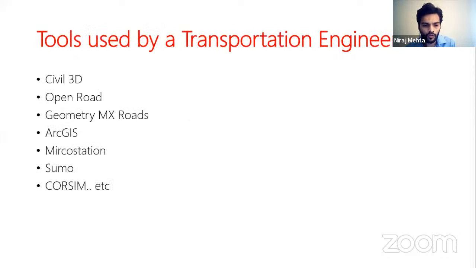And when we talk about tools which are used by a transportation engineer, Civil 3D, from Autodesk, is one of the most popular tools and widely used applications by transportation engineers. Then there is OpenRoads, there is Geometry MX Roads, ArcGIS, MicroStation, SUMO, and CORSIM. These are some of the tools which are used by transportation engineers.